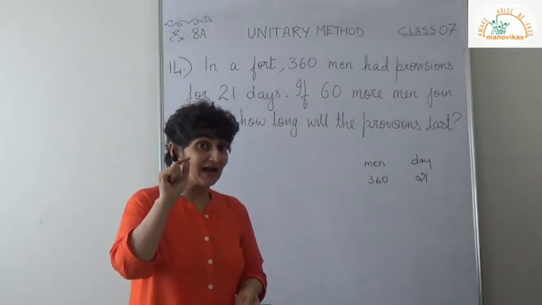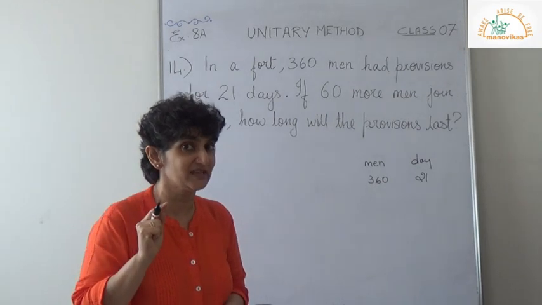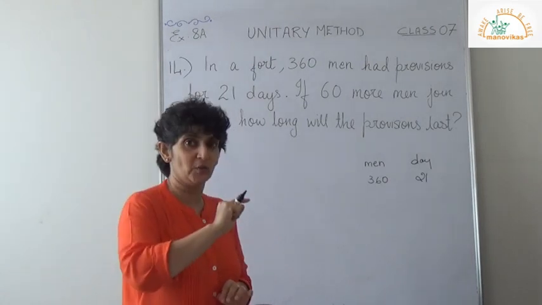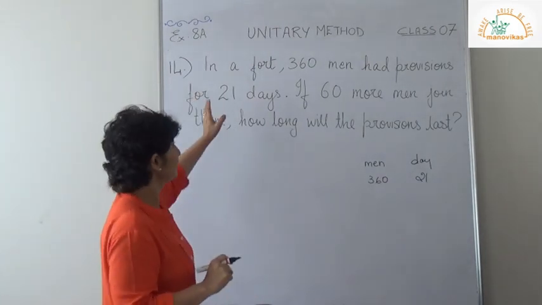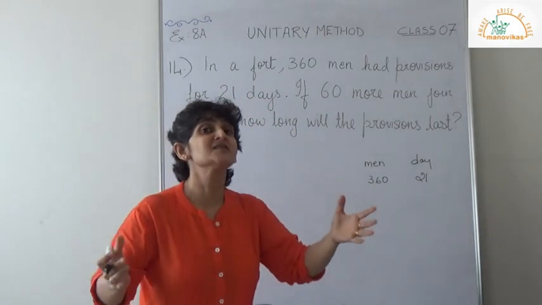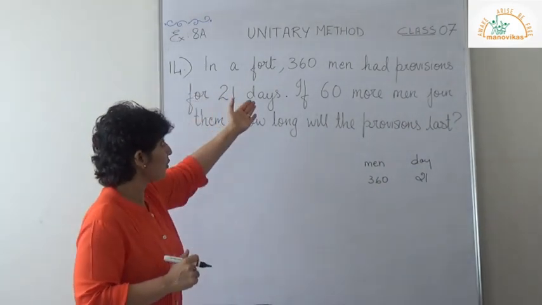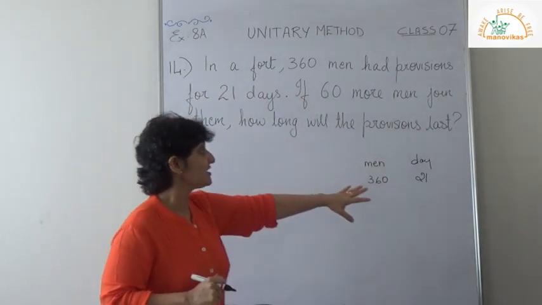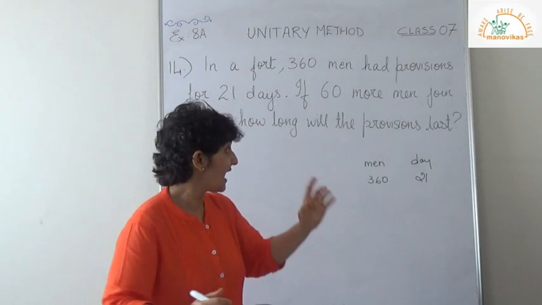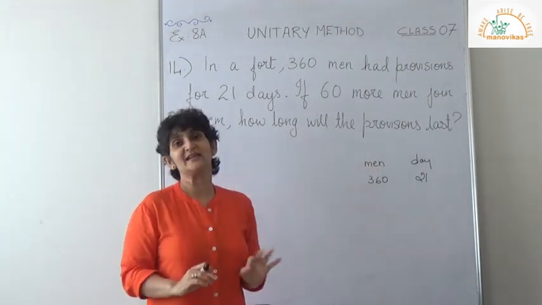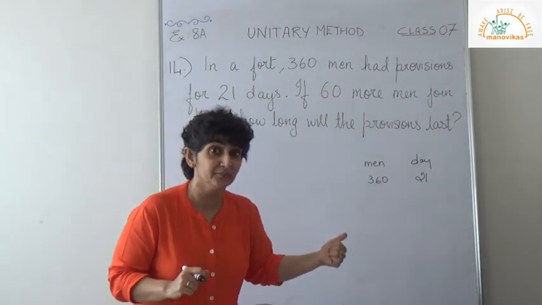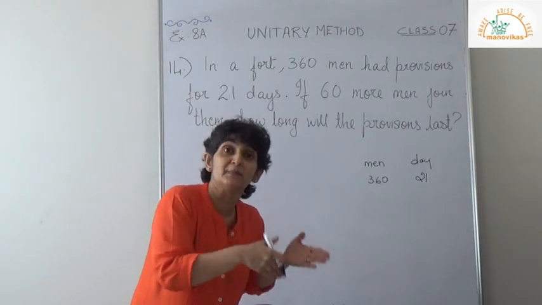Right? Now, I had done the 15th sum before this. Now let me come to the 14th. I'm not going to work this out for you. You will do it, but let me explain to you. Now, in a fort, 360 men had provisions. Provision means food for them, isn't it? In a fort, 360 men had provisions for 21 days. There were 360 men in a fort, and they had enough food for 21 days. Now let's see. 60 more men joined them. There are 60 more people coming there.